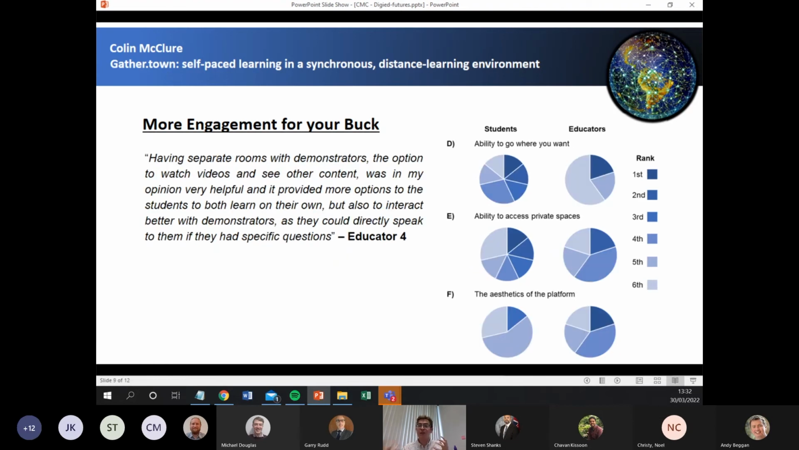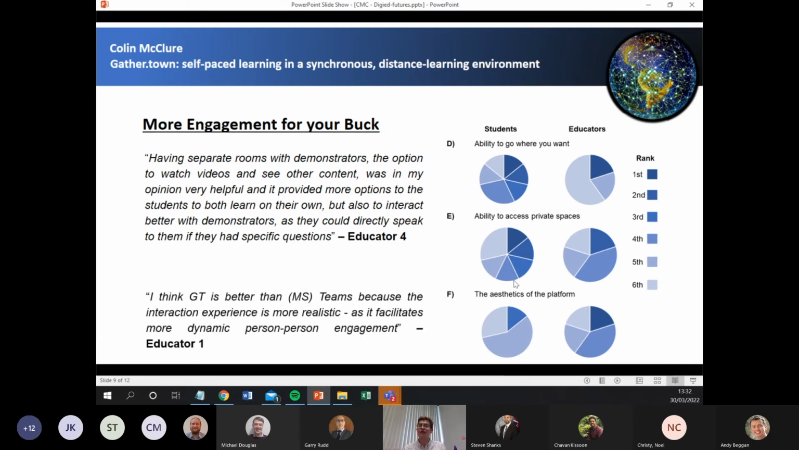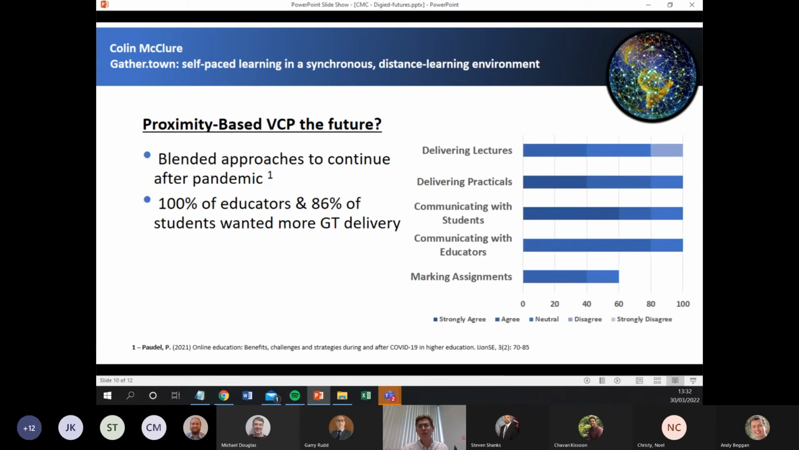What they found less important was their ability to provide or to access private spaces and the aesthetics of the program. So it really kind of shows that they really enjoyed the functional aspects of this program. And they said it was more realistic and dynamic to have this peer-to-peer engagement rather than static forums. We asked educators about then what they might use this program for in future.